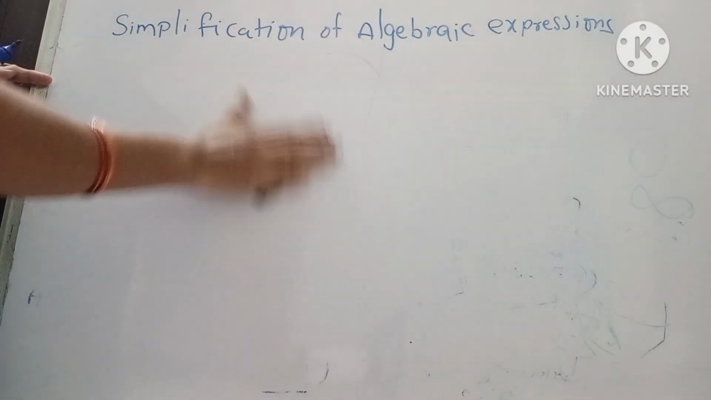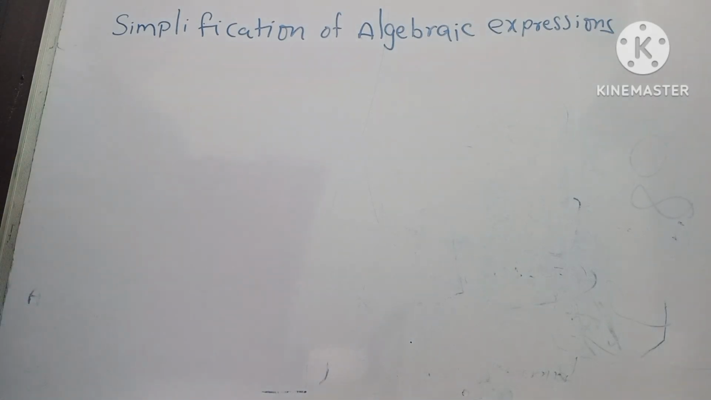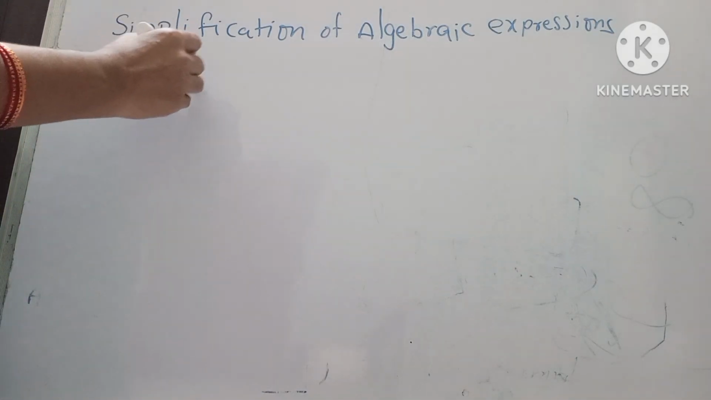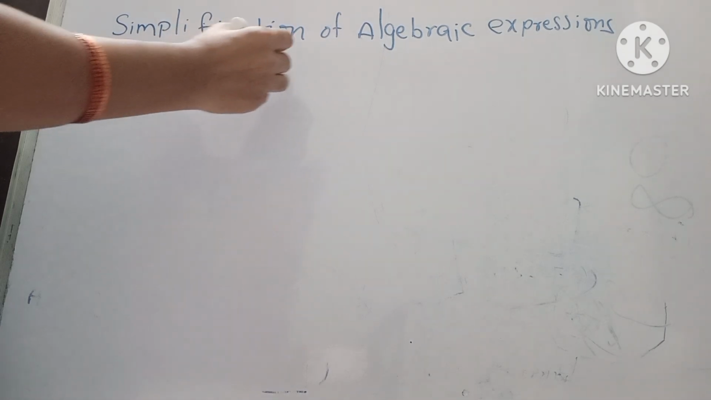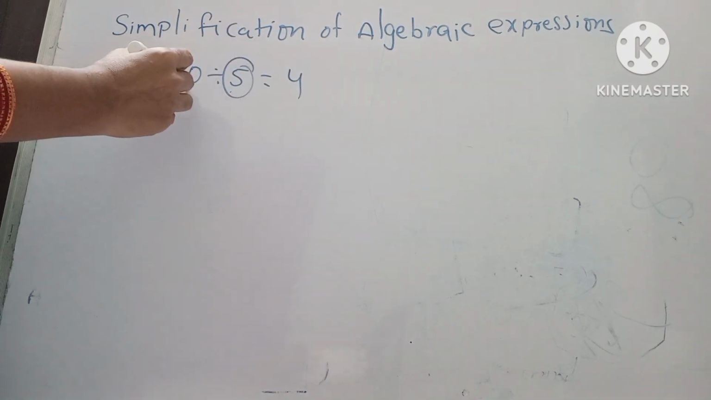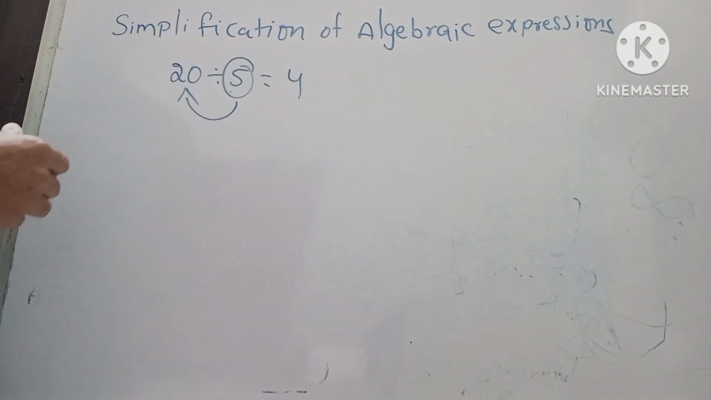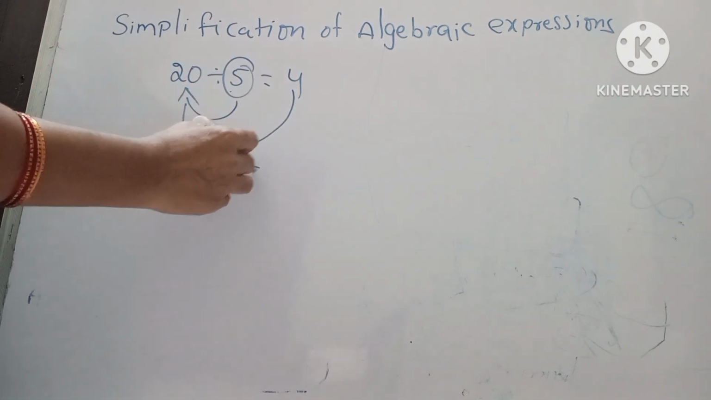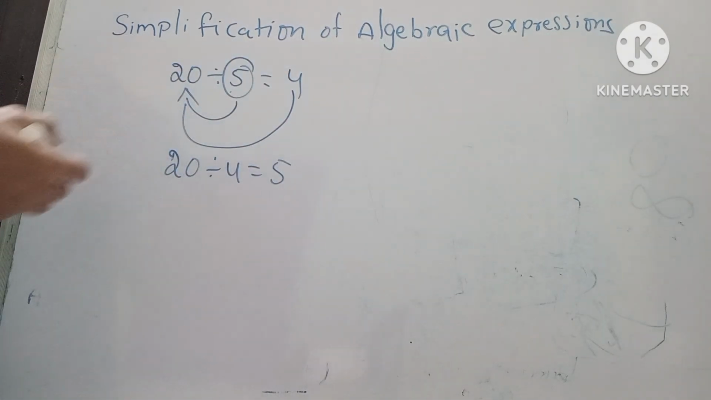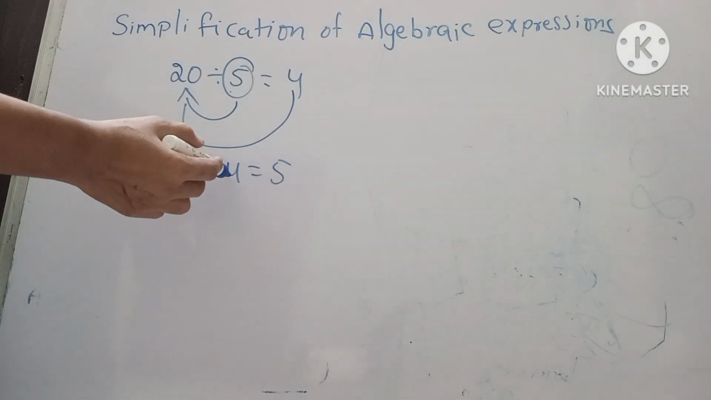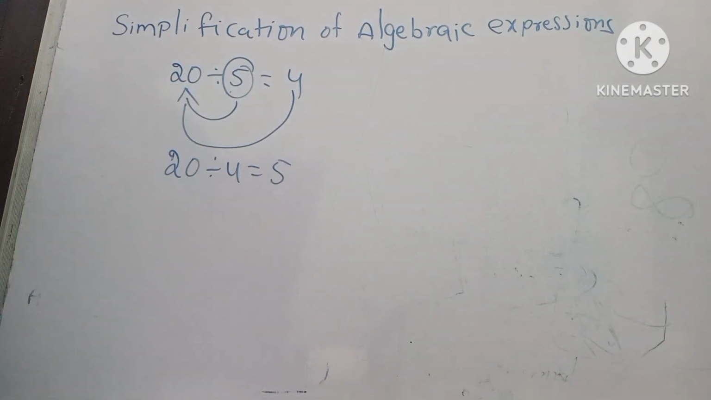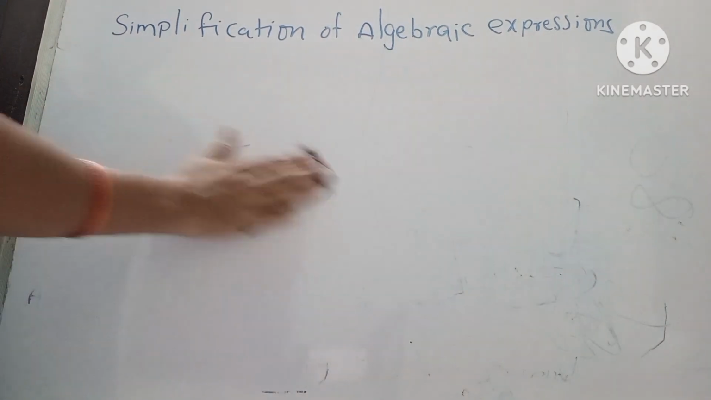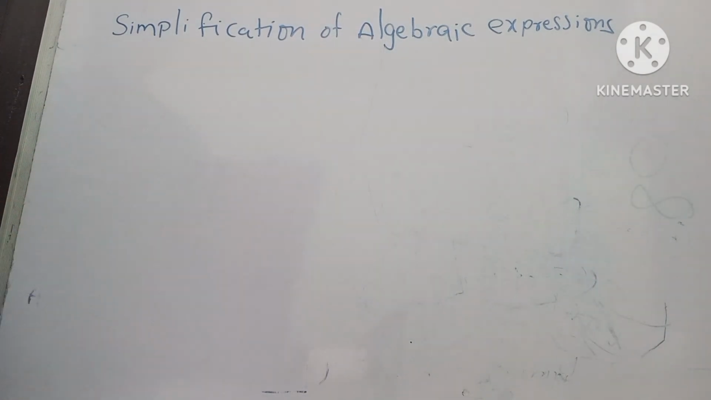If a number divides the other number exactly, it is said to be a factor of that number. 20 divided by 5 is 4. So 5 divides 20 exactly, then 5 is a factor of 20. Also 4 is a factor, because 20 divided by 4 equals 5. 4 also can divide 20. So 4 is also a factor of 20. Similarly, in algebra also we are going to find factors as part of factorization.